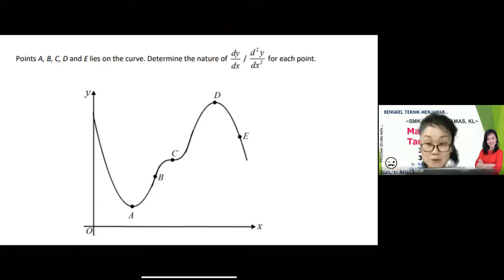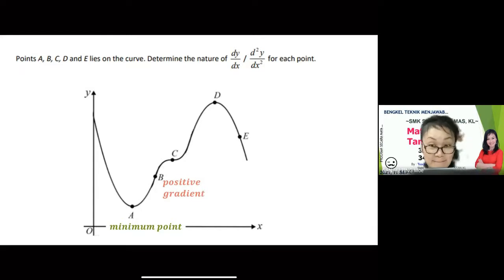So A, what is A? This is a minimum point as you said. Okay, what is B? Can you tell me what is B? What do you predict B as? What is B? Anyone? Gradient positive. You say that this is gradient positive. Very good. Gradient positive means that you know how to see the diagram.